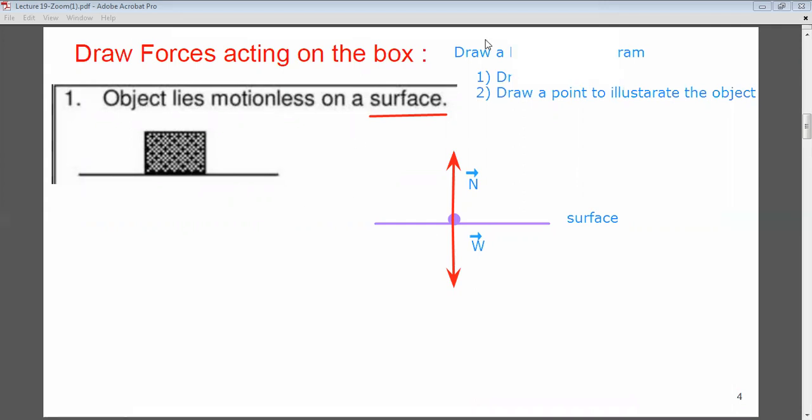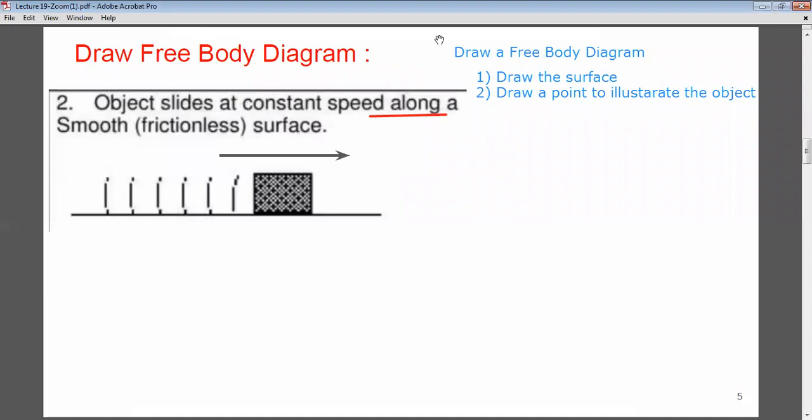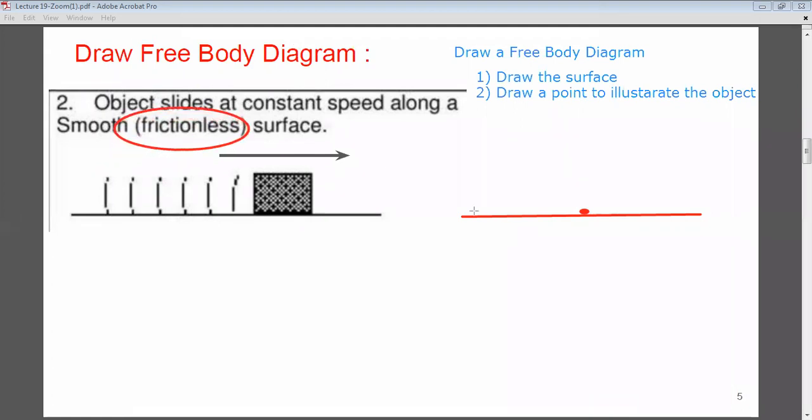Let's move on. Just erase this. So again, draw a free body diagram. There is a surface, so I draw the surface. And there is an object, so I will put a point, as small as possible. Object slides at constant speed along a smooth, frictionless surface. So it's frictionless, okay? So what are the forces acting on this object?